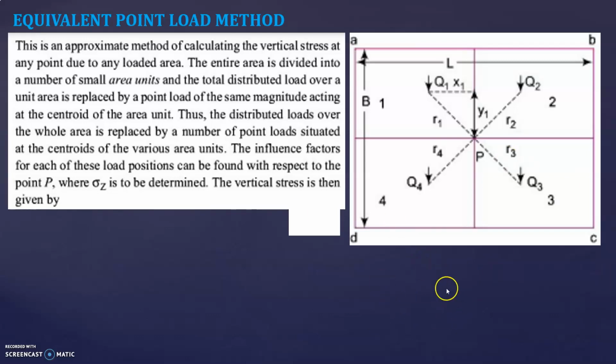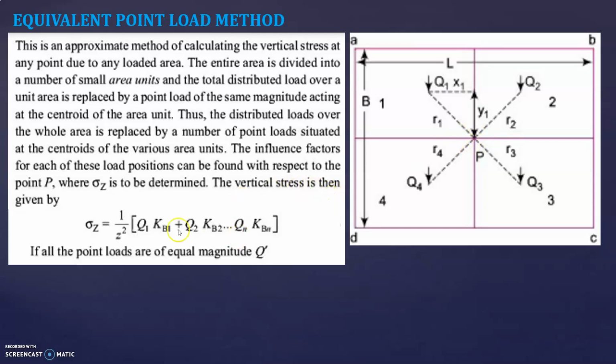The influence factors of each of these load positions can be found with respect to the point P, where sigma z is to be determined. Here, this is the loading position Q1 and Q2, this is Q3 and Q4. The loads are acting at different points and you have to find the vertical stress at this point P. Okay, so the vertical stress is given by this equation.